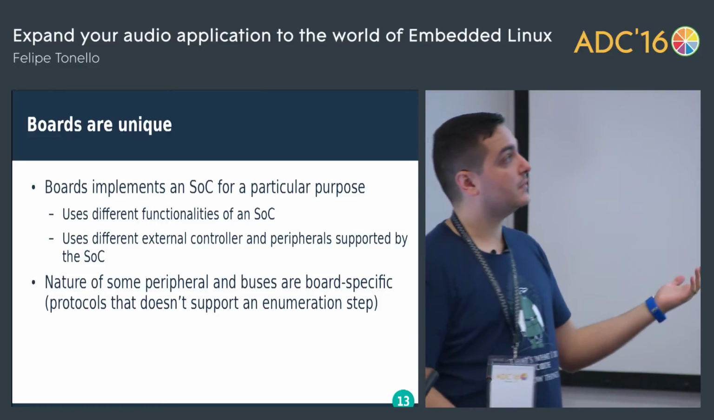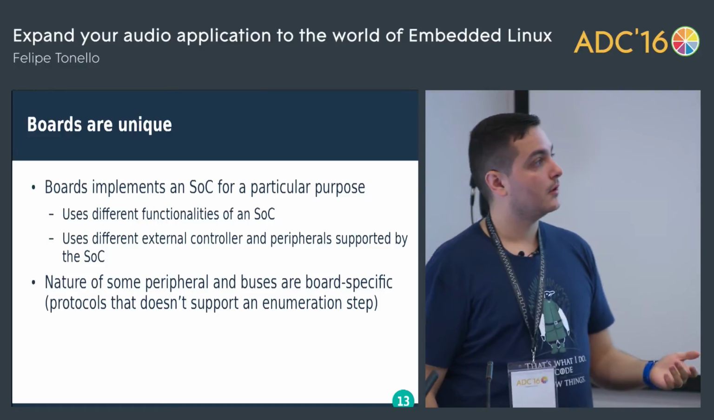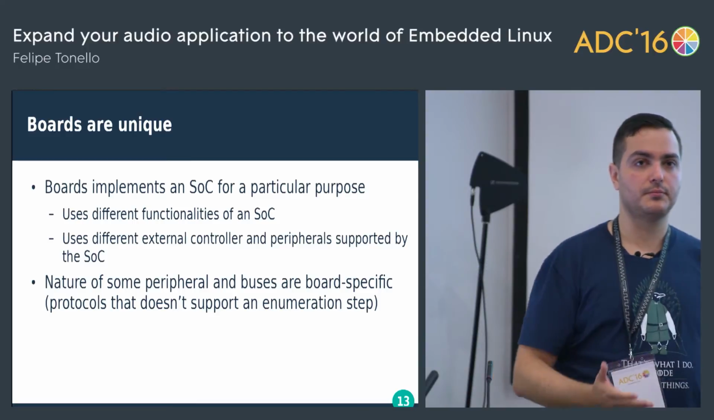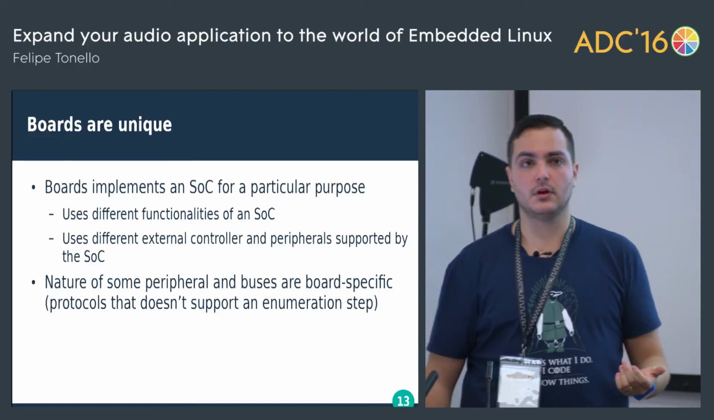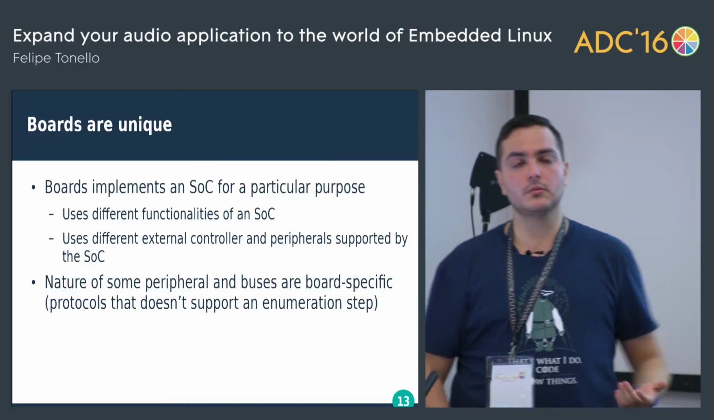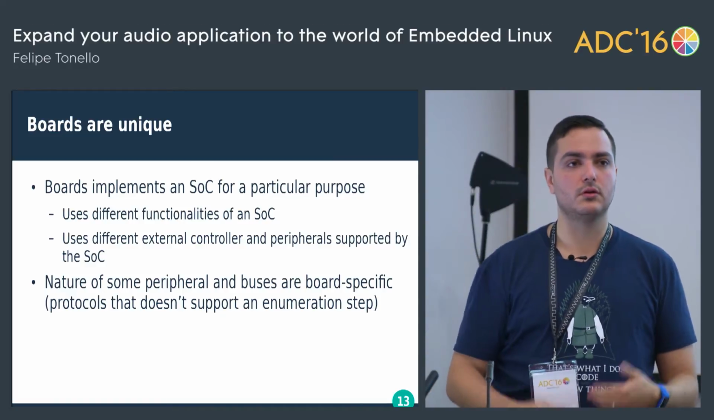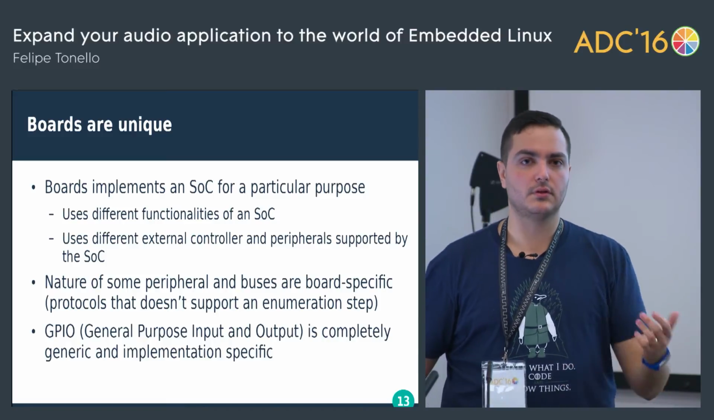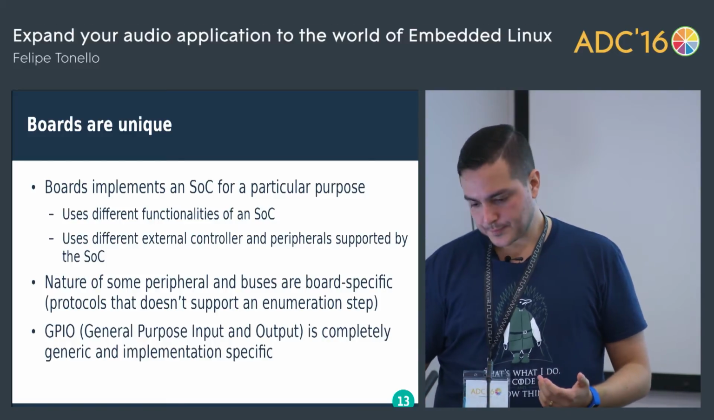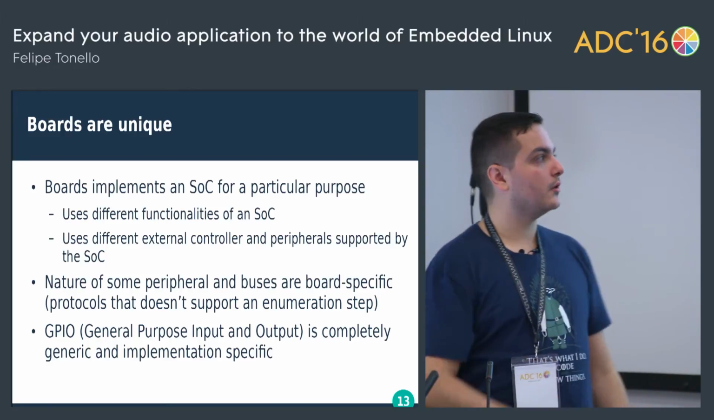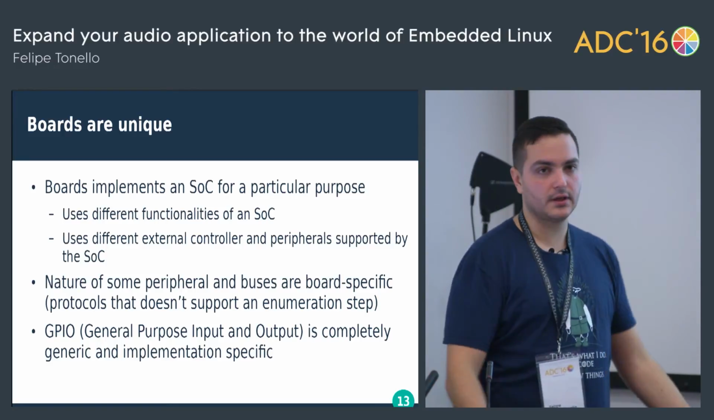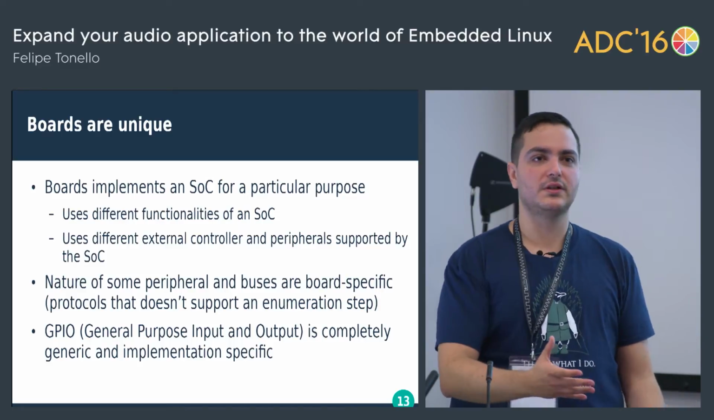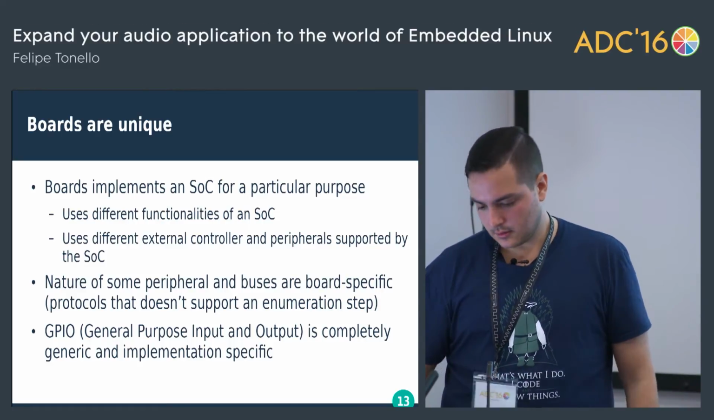Also, the nature of some peripherals is completely board specific. Some peripherals that use protocols like I2S have no enumeration step, so you can't know at runtime the address of a particular peripheral. And GPIO is completely generic, so you can use it for anything. So you need to write code to understand what you're using it for.